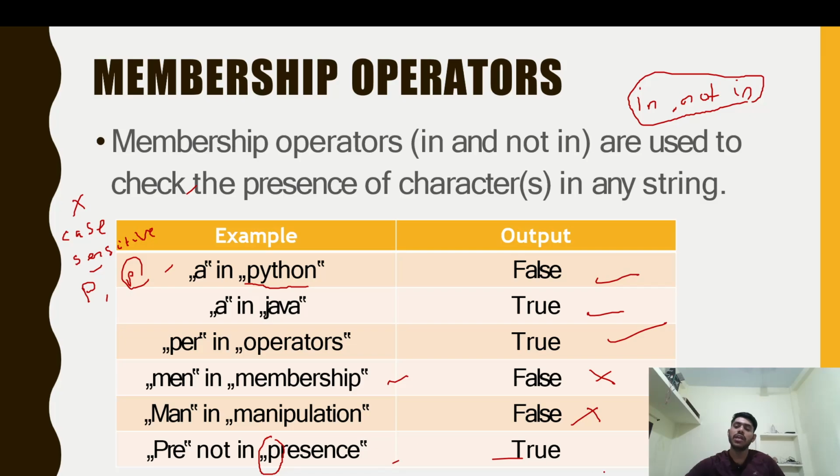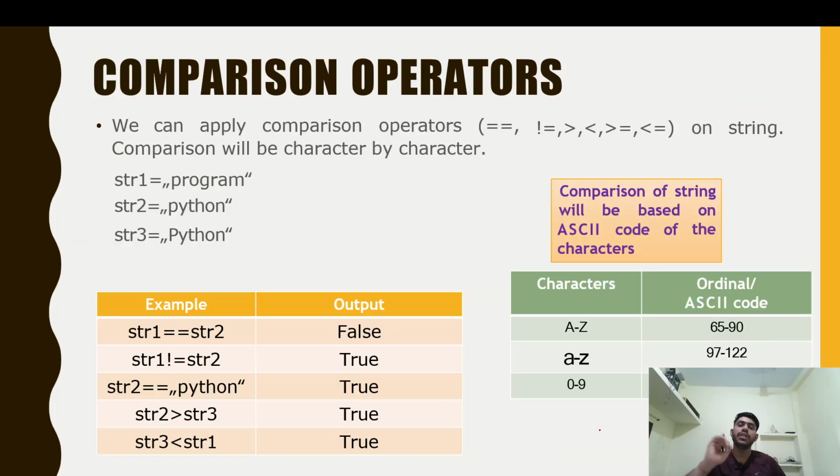Clear my point? The membership operators in and not in are used to check the presence and absence of a character in the particular string. Let's move to the next one, the comparison operators. For comparison purposes we use equal to, not equal to, greater than, less than, greater than equal to, less than equal to. Suppose we have taken string 1 as program, string 2 as Python, string 3 as Python.